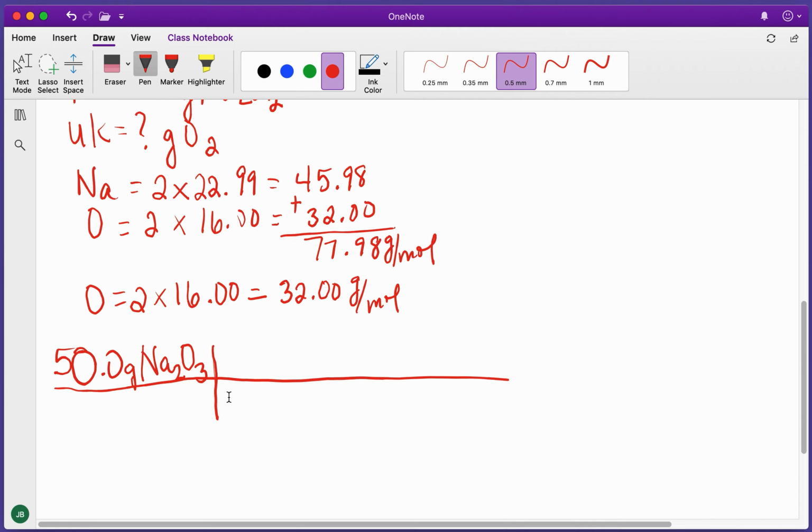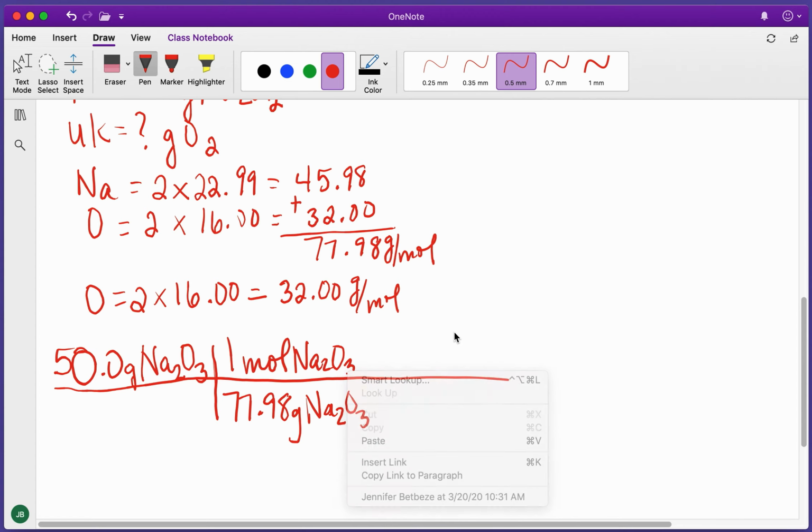And then we can put in our molar mass of sodium peroxide, which is 77.98 grams sodium peroxide for every 1 mole of sodium peroxide. Now we can put in our mole ratio.